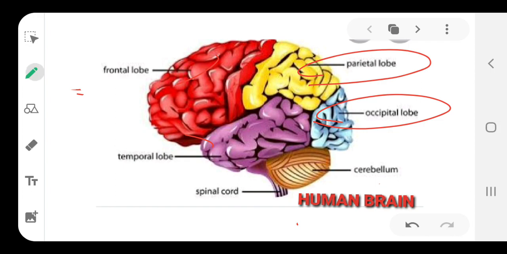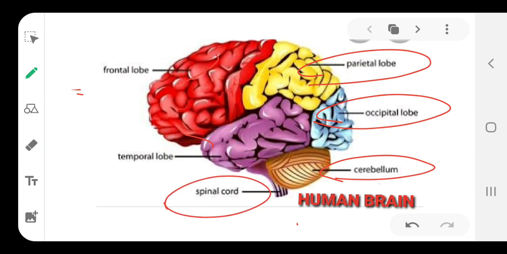Then the second part of the brain is the cerebellum, and it has an elongated rod called the spinal cord, through which the brain is connected with the other parts of the body. Now let us see about these parts one by one as we read the chapter.